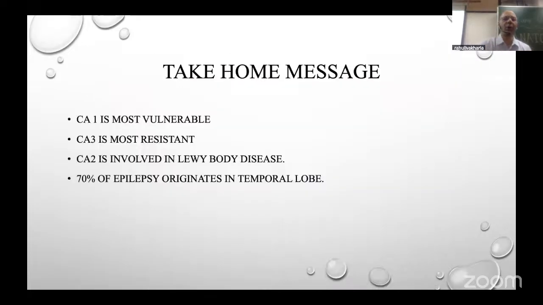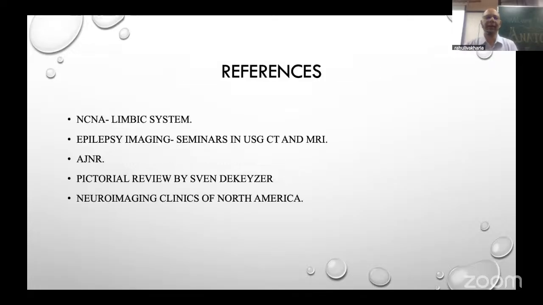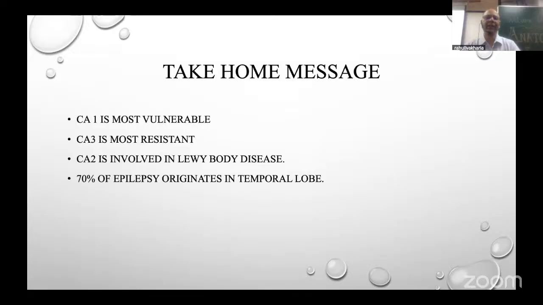Now, just a few points which you need to really remember as a clinician or as a student: 70% of epilepsy originates from the temporal lobe. CA1, what I have been stressing about, is the most vulnerable to ischemia. CA3 is the most resistant area, and CA2 is basically involved in Lewy body disease. These are dementias, and Lewy body disease can cause atrophy of CA2.